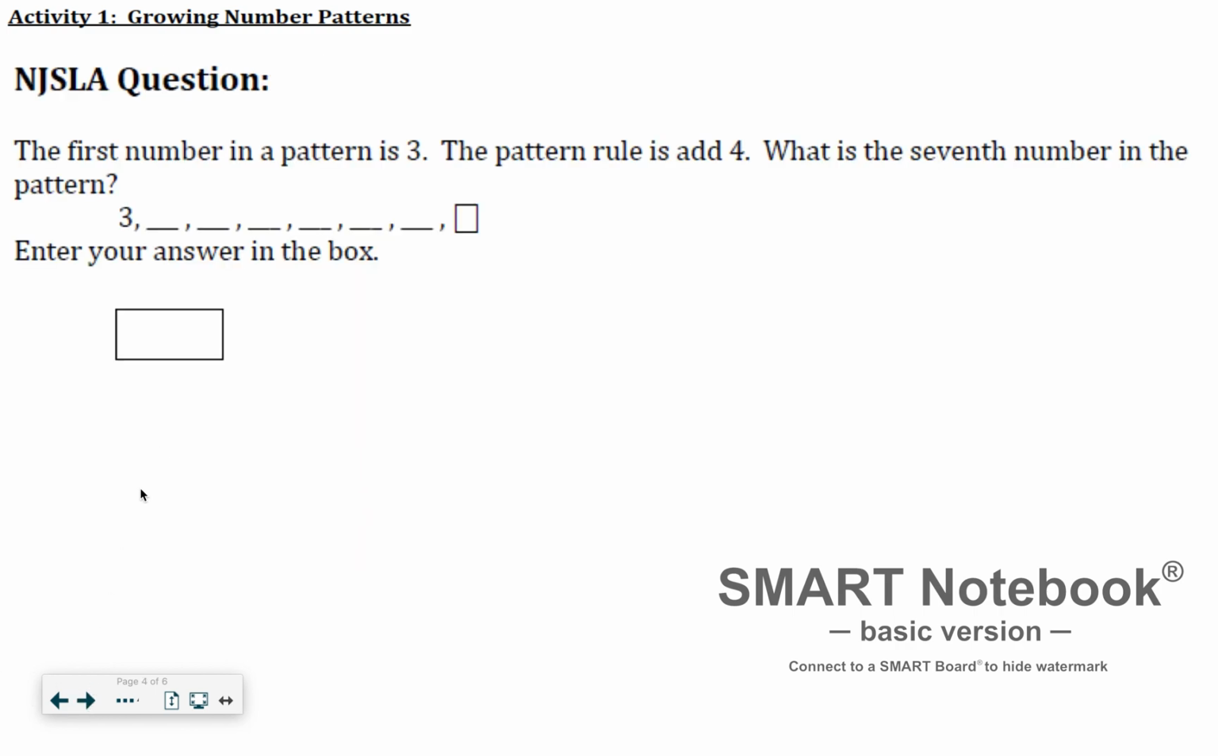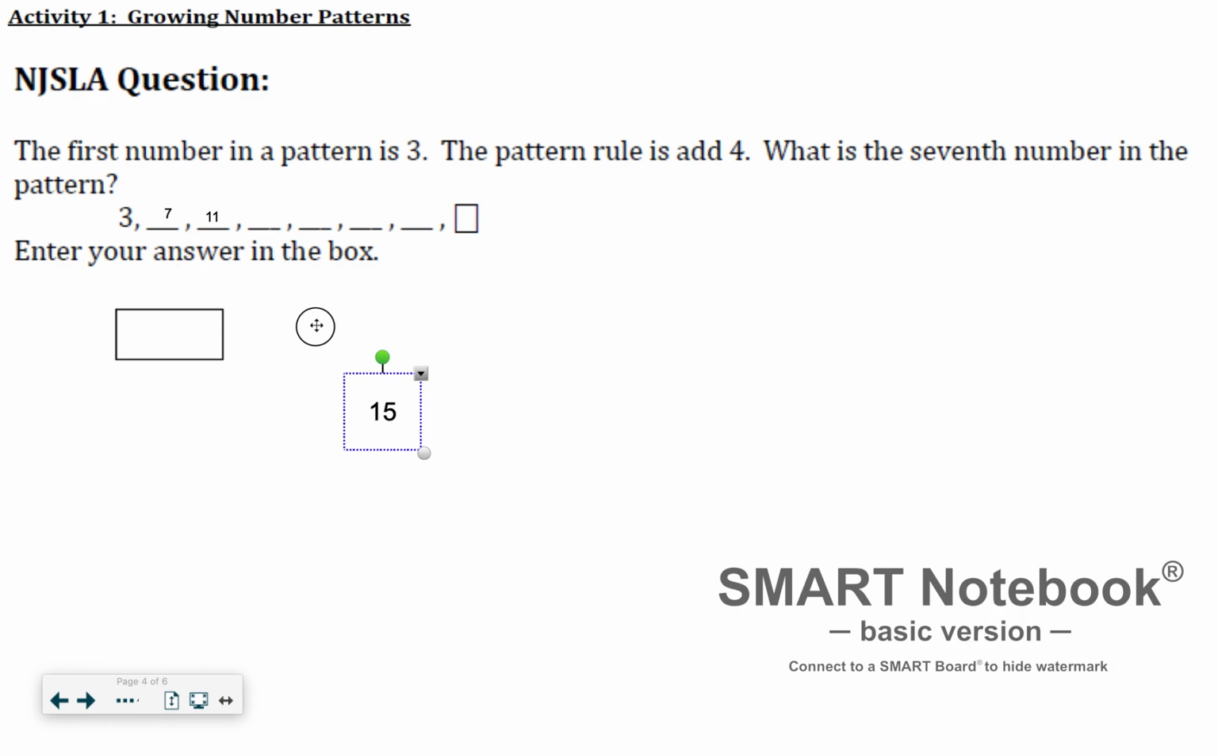NJSLA question. The first number in a pattern is 3. The pattern rule is to add 4. What is the 7th number in the pattern? So in order to do this, we need to start with 3 and keep adding 4 until we get to the 7th number. So let's do it. I know 3 plus 4 is 7. Seven plus 4 is 11. 11 plus 4 is 15.